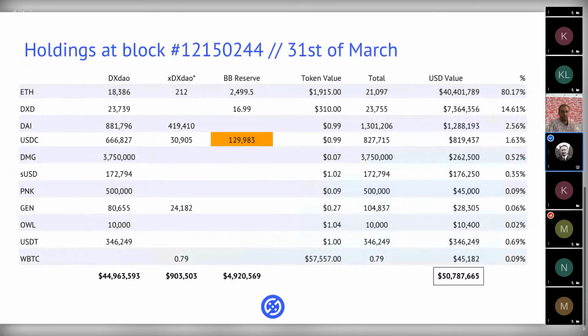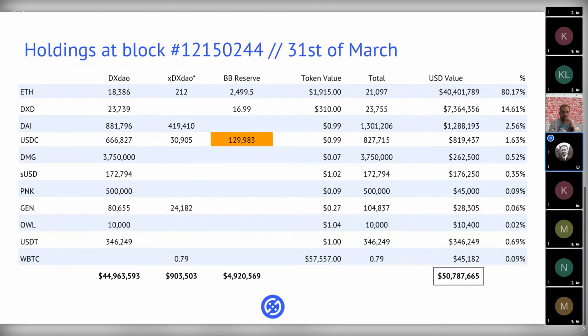And then here we see an overview again on the 31st of March on this specific block number of what we held. As I said, 50.7 million total value. The stable coins are held mostly on the DXdao ETH chain, but we also have some stable coins, mostly of course DAI, on the XDAI base. And on the buyback reserve, I believe someone mistakenly transferred $130,000 into it. Because I did the accounting by the block and pulled the numbers from the blockchain, it's listed there, but I believe we do have some intention of returning these to the rightful owner.